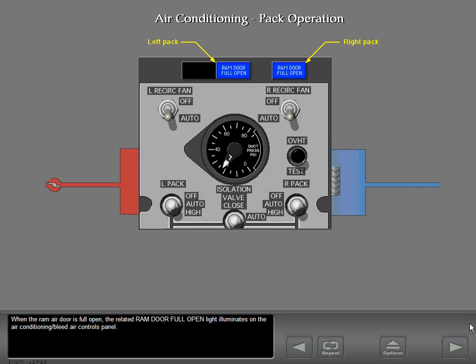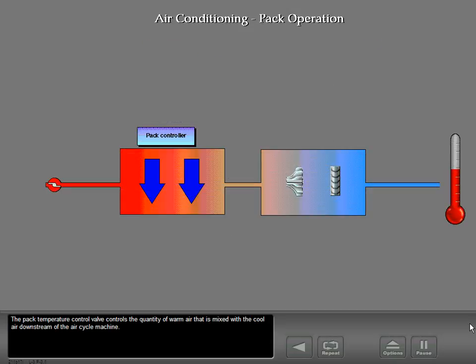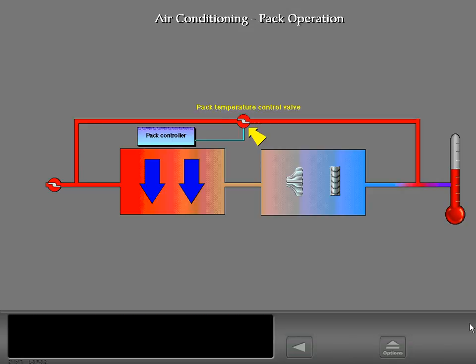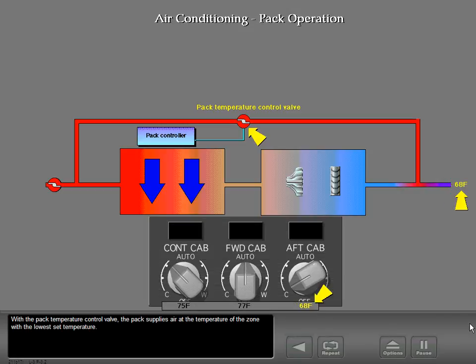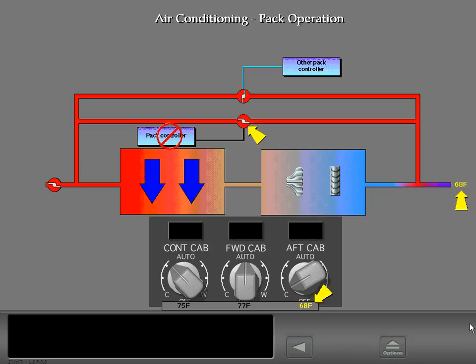When the ram air door is full open, the related ram door full open light illuminates on the air conditioning bleed air controls panel. The pack temperature control valve controls the quantity of warm air that is mixed with the cool air downstream of the air cycle machine. With the pack temperature control valve, the pack supplies air at the temperature of the zone with the lowest set temperature. If the main controller or valve fails, the opposite pack controller uses the standby pack temperature controller.